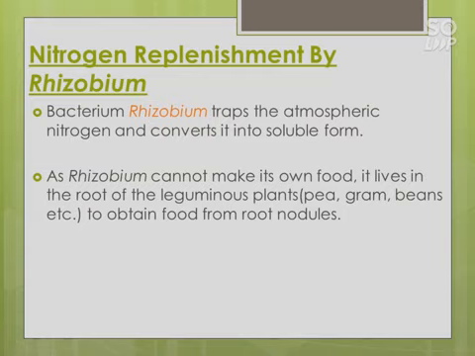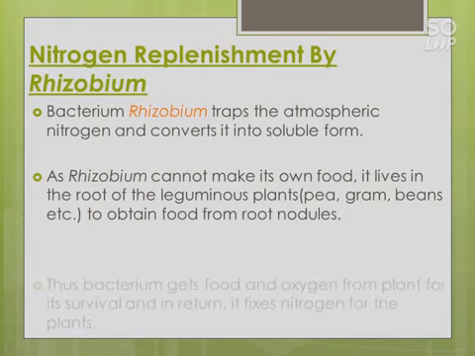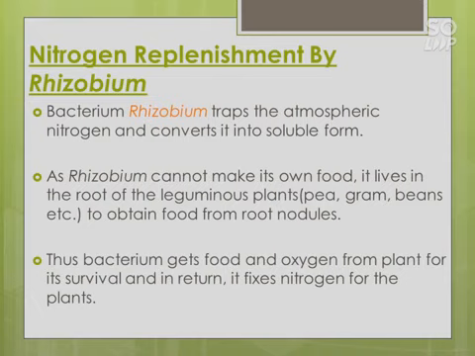Now you must be thinking, what are leguminous plants? The pea, the green pea, or the grams or beans, etc., are all leguminous plants. These leguminous plants obtain food from root nodules. Thus, the bacterium gets food and oxygen from the plant for its survival, and in return it fixes nitrogen for the plants. So is this not a symbiotic relationship? Yes, it is a symbiotic relationship between plant and bacteria.